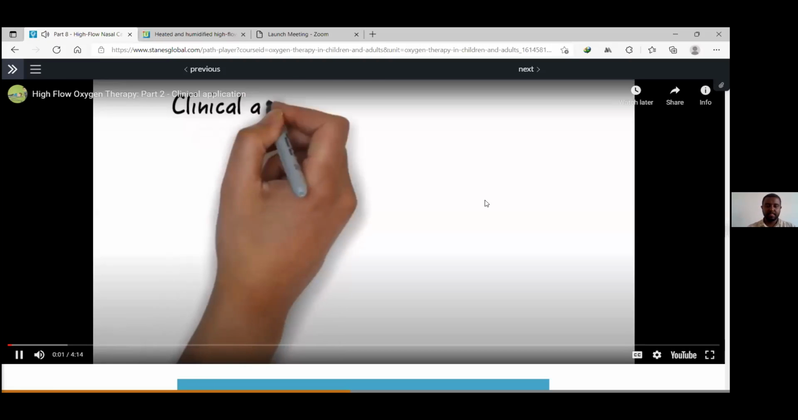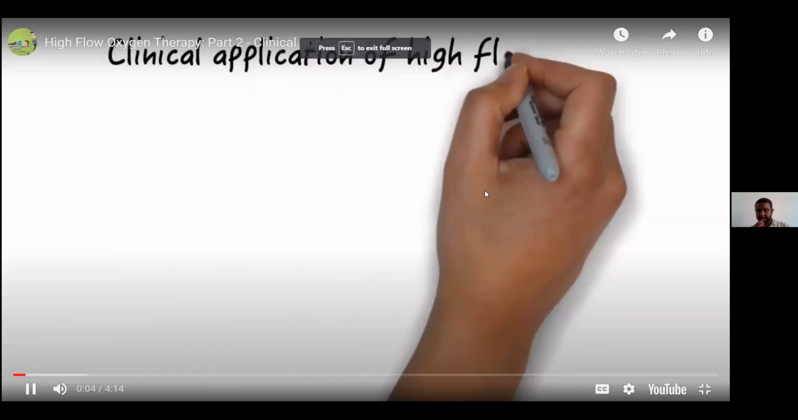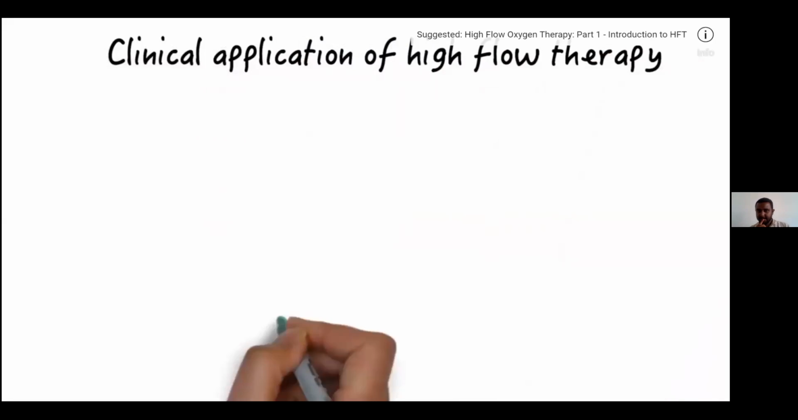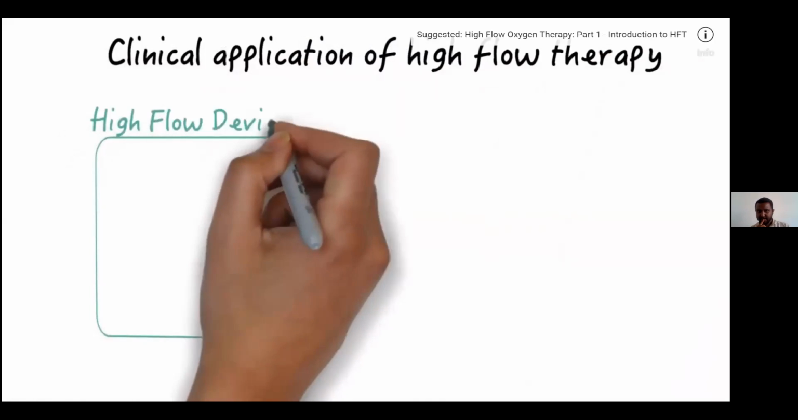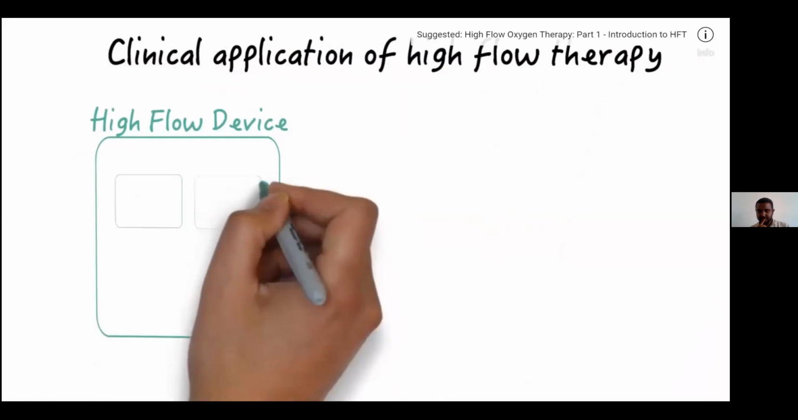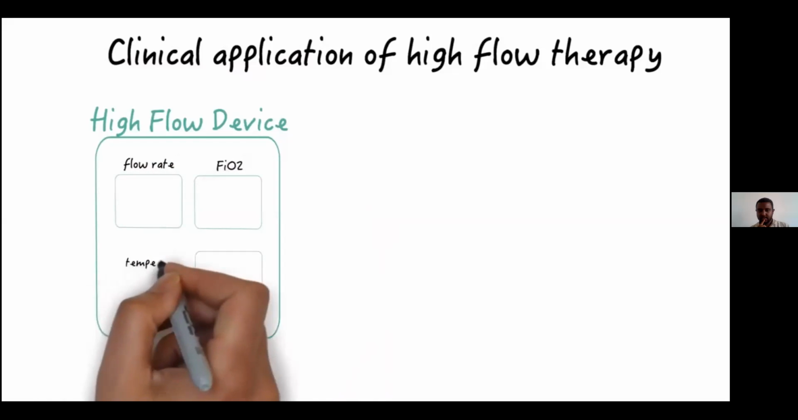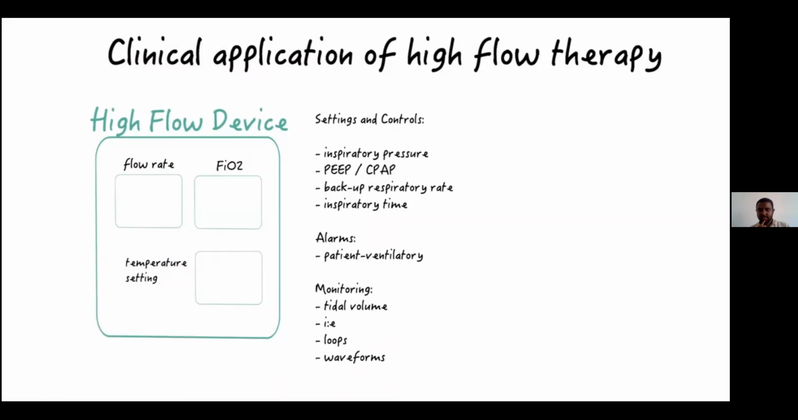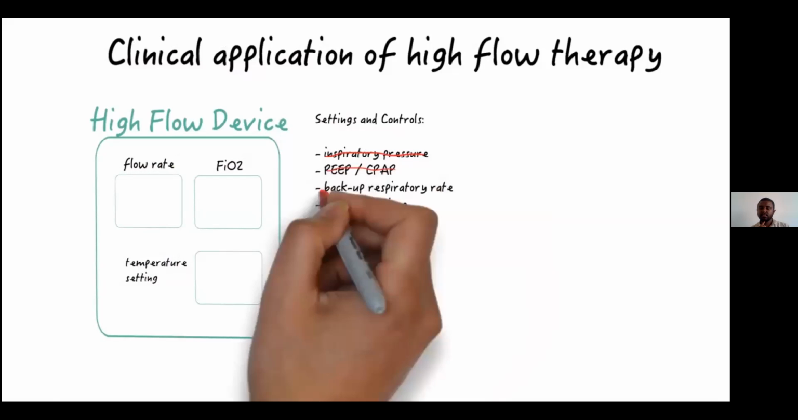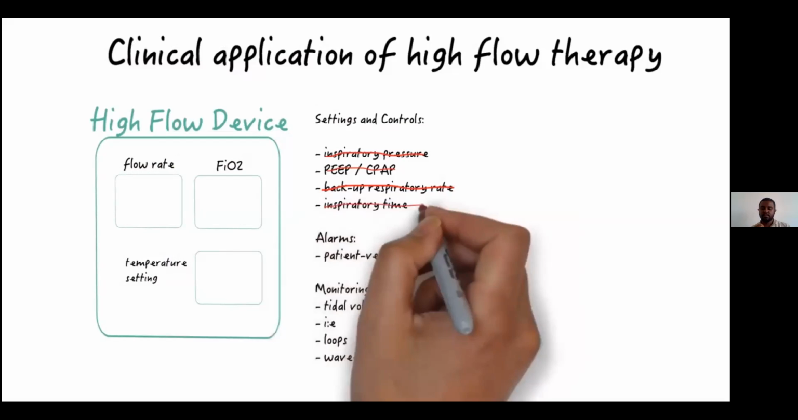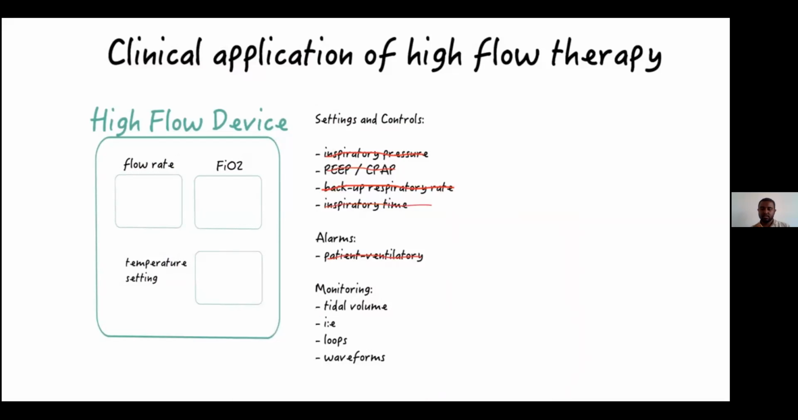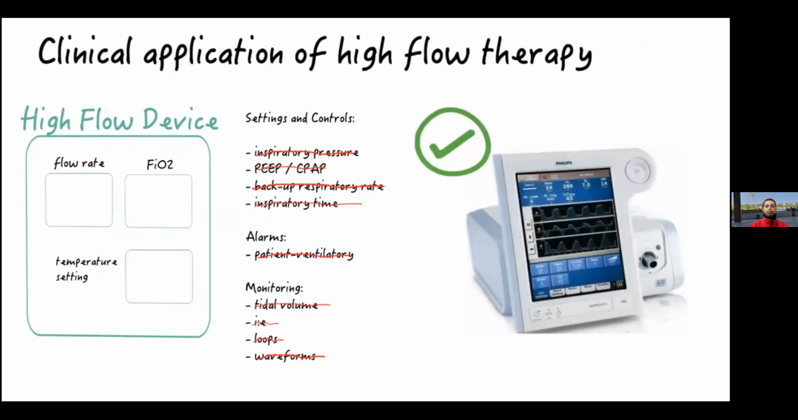In the previous video, we talked a little bit about what high flow therapy is. In this video, we'll quickly highlight the clinical application of high flow oxygen therapy. We already discussed that high flow therapy is not a replacement for non-invasive ventilation because it is not capable of providing the same level of ventilatory support like NIV. In high flow therapy, for example, there is no inspiratory pressure setting, no peak or CPAP setting, no backup respiratory rate setting, no inspiratory time setting, no patient ventilatory alarms. You also cannot monitor the tidal volume, the IE ratio, and there are no loops or waveforms. You get the idea. NIV, on the other hand, can provide all of these.